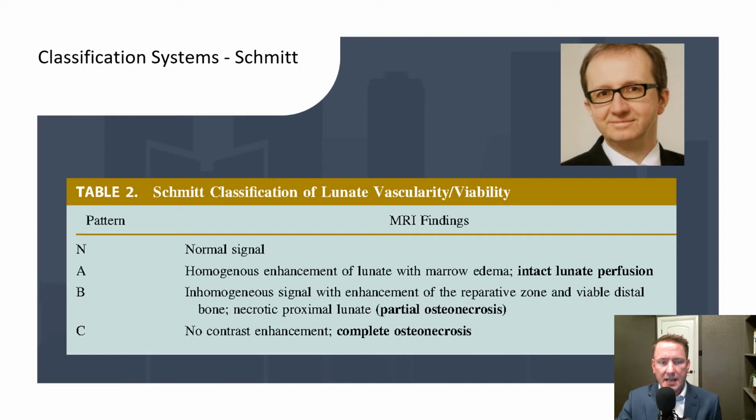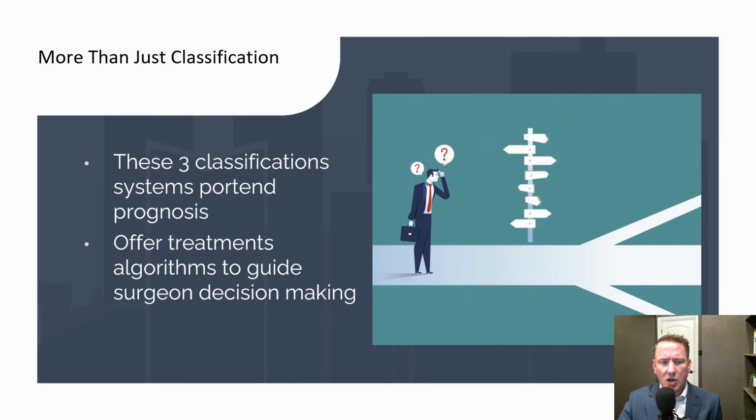Rainer Schmitt and his German radiology colleagues introduced a classification system based on contrast-enhanced MRI, looking at uptake within the lunate to determine whether there was intact lunate perfusion, partial or complete osteonecrosis. What's really nice about these three classification systems in particular is that they predict prognosis for these patients. And as such, we're able to make treatment recommendations and create a treatment algorithm to help guide surgeon decision-making for the treatment of Kienbock's disease.